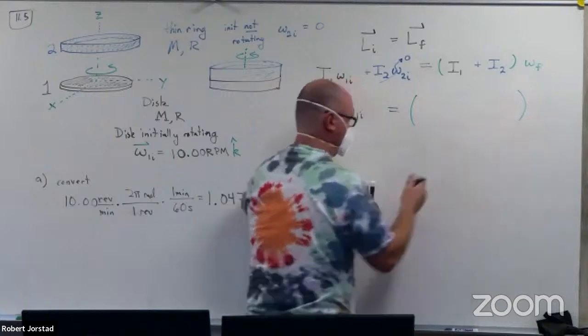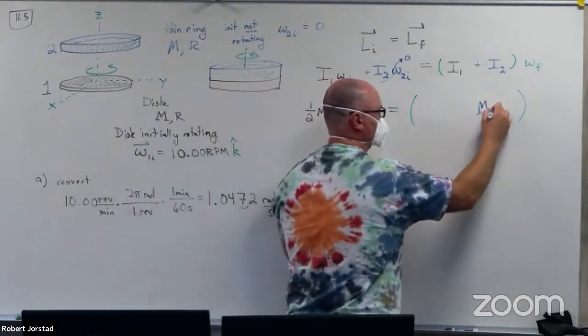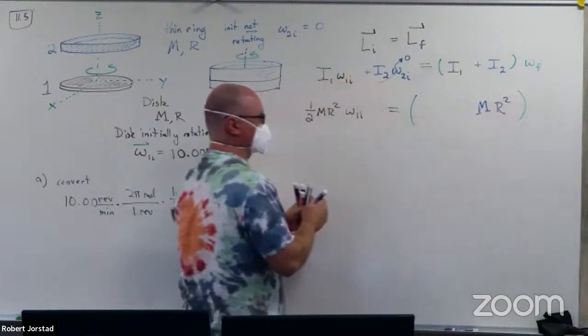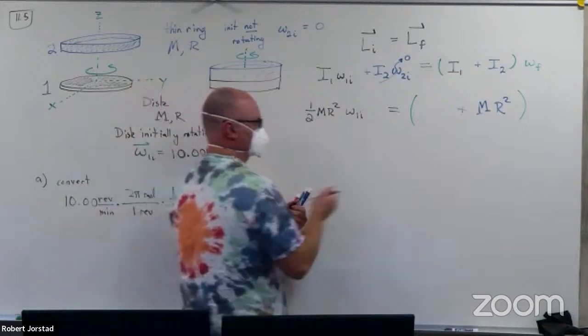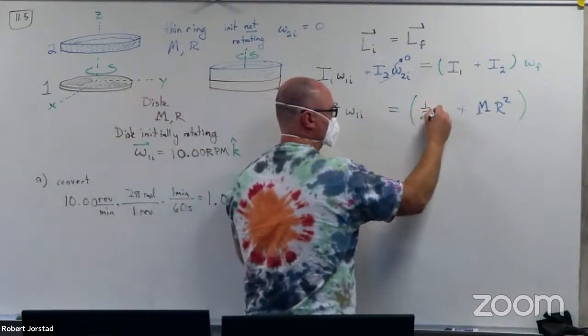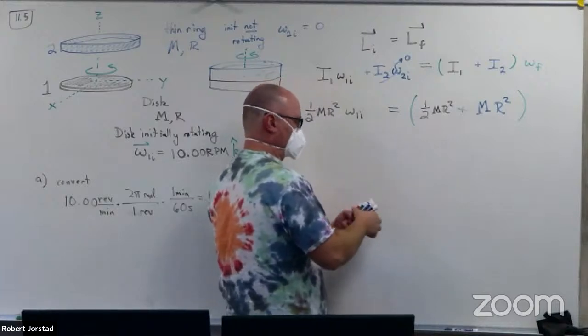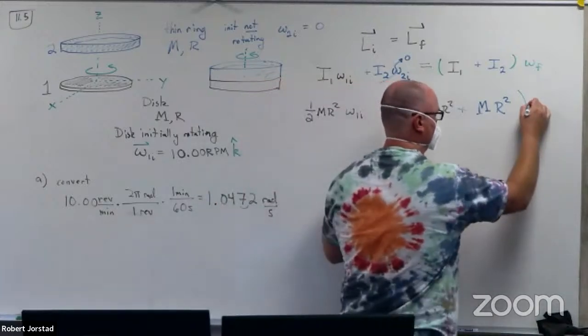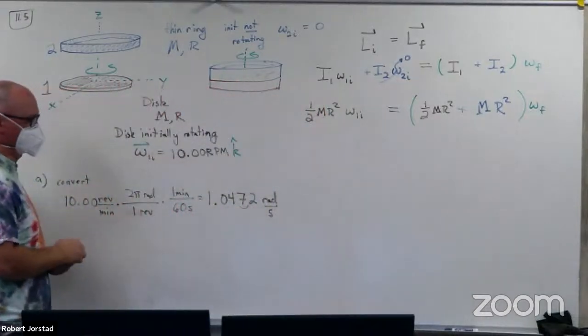So what were you saying I2 is? MR squared? And r squared, yeah. So we'll use it right there. And we add to it this other 1/2 for the disk. And then we got our omega final here. Got it? What cancels out?